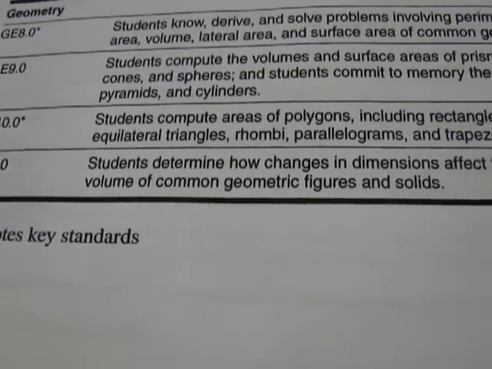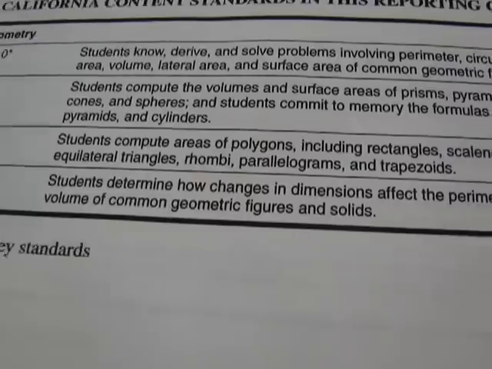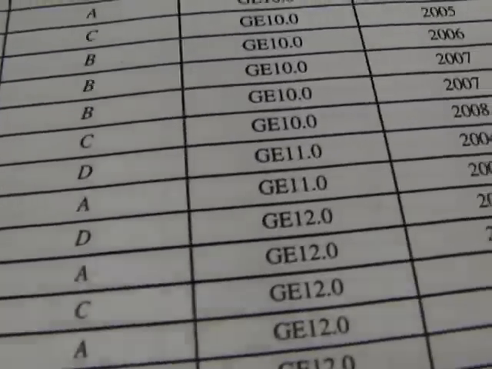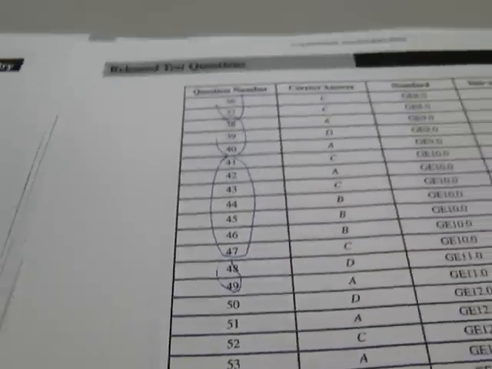Hi, and welcome to Standard 11. This is about changes in dimension and how changes in dimension have effects on figures. Let's read it. Standard 11 says, students determine how changes in dimensions affect the perimeter, area, and volume of common geometric figures and solids. As you can see, Standard 11 is covered by only 2 problems, problems 48 and 49.